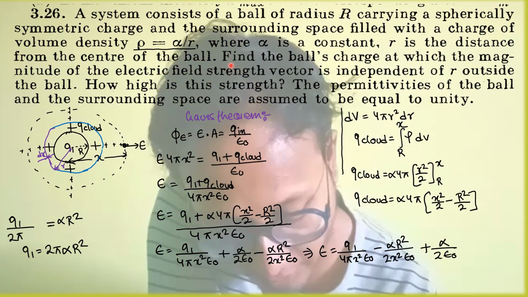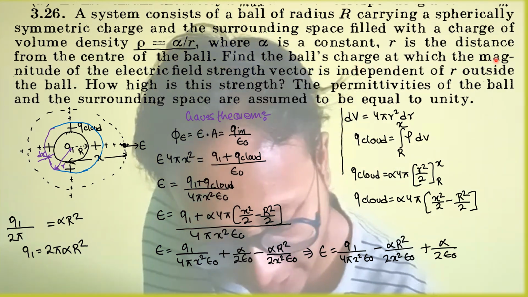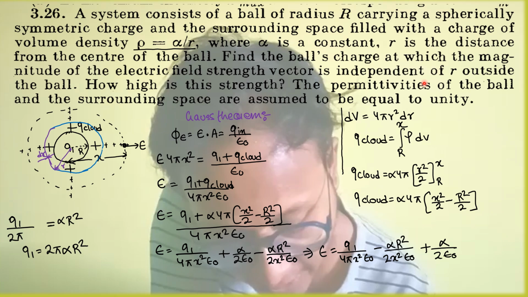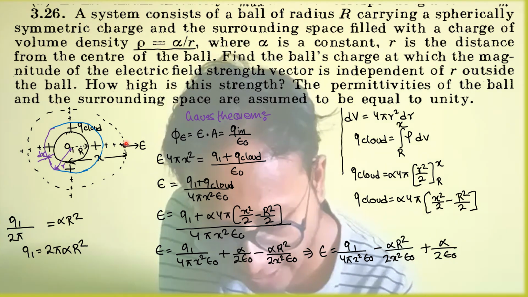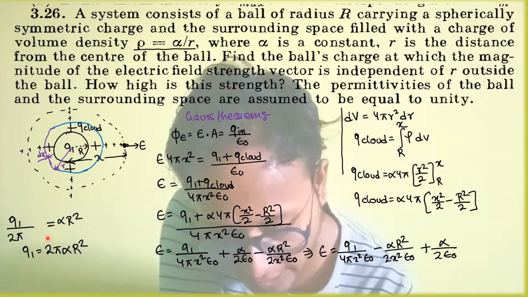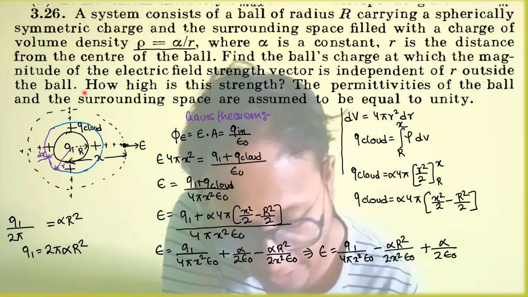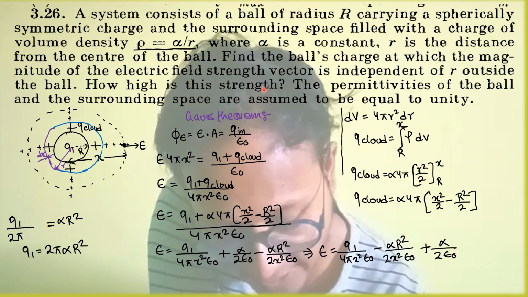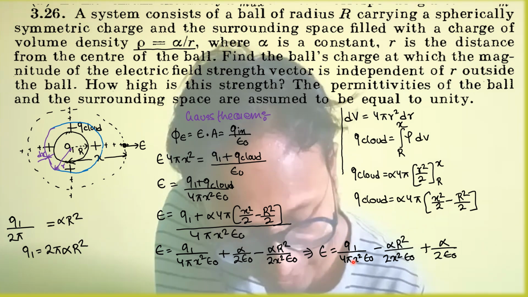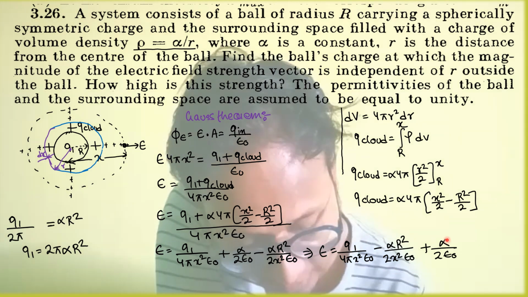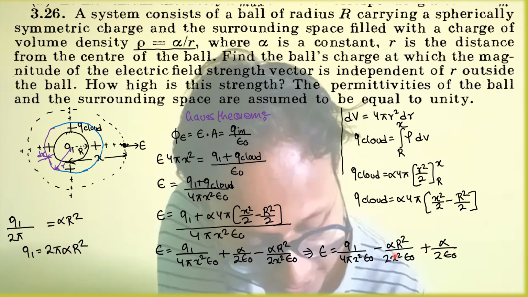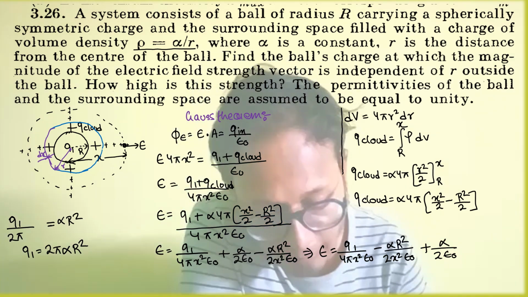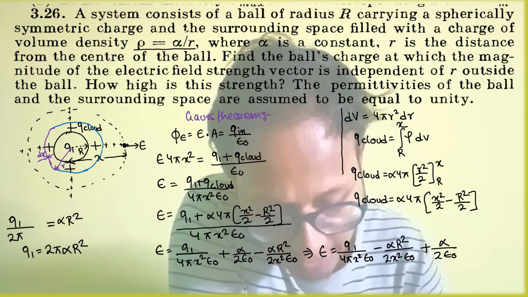So the first part of the question is: find the ball's charge at which the magnitude of the electric field vector is independent of r outside the ball. That means the charge q1, so that the electric field out here is independent of x. q1 is equal to this value. The second part of the question is how high is this electric field? When it is independent of x, it is equal to alpha by 2 epsilon naught, since both terms become 0.